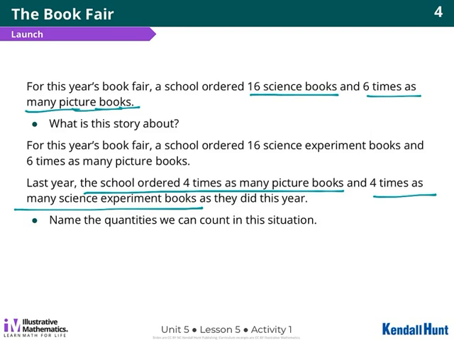Name the quantities we can count in this situation. What can we count? Literally. That is all I'm asking. Raise your hand when you know. What can we count?